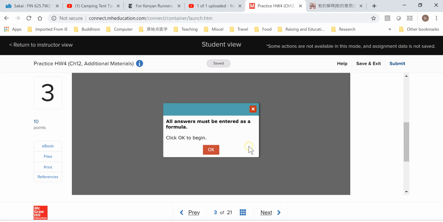And if you start a question, you can see the instructions. All answers must be entered as a formula. So that means you cannot use outside tools and figure out the answer and then put the final answer into the box of this question, because the question will only accept formula and correct inputs as the final answer.